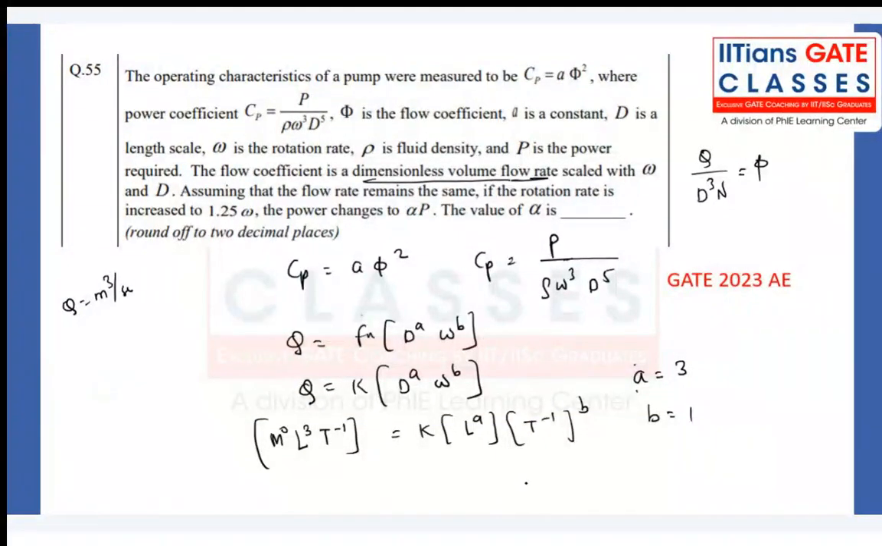So here what can you write? Q will be equal to D to the power 3 omega to the power 1. So what can you write? Q by D cubed into omega. That is my constant. That is my phi. Make a note of it.